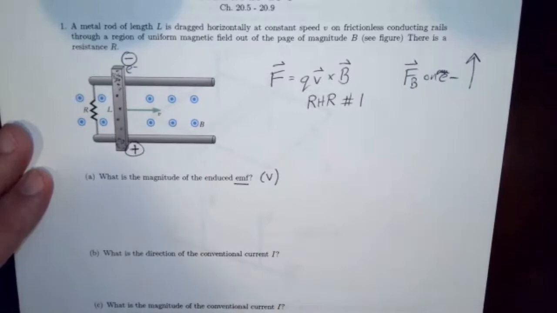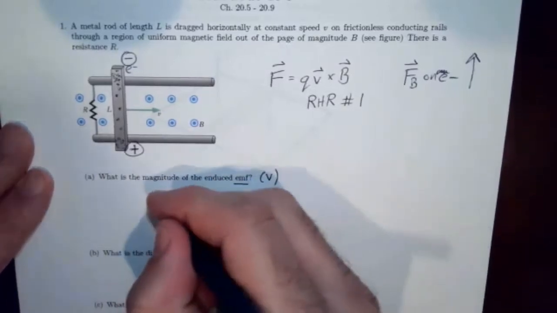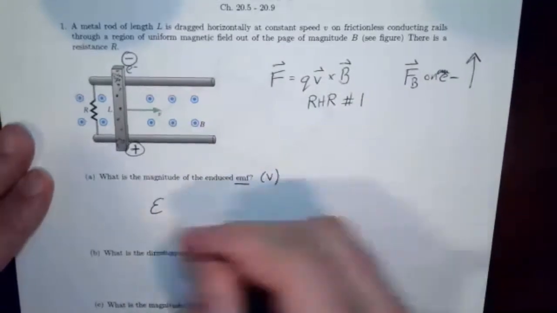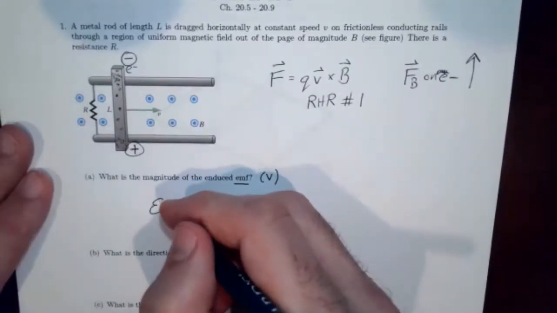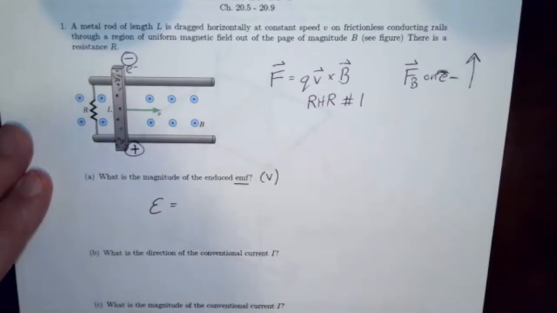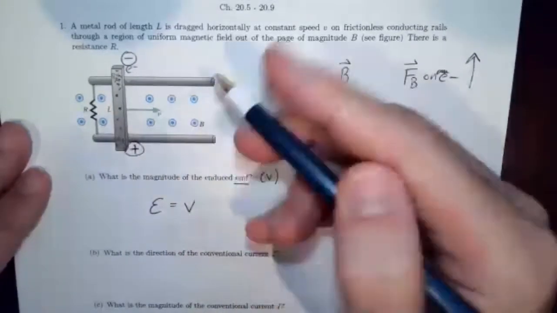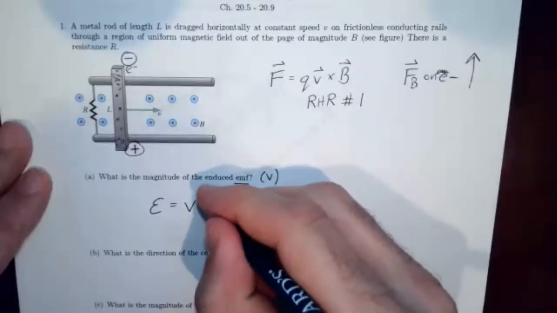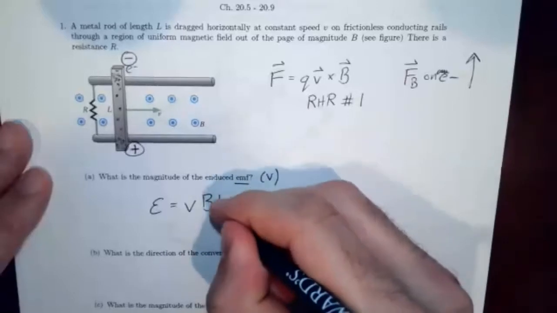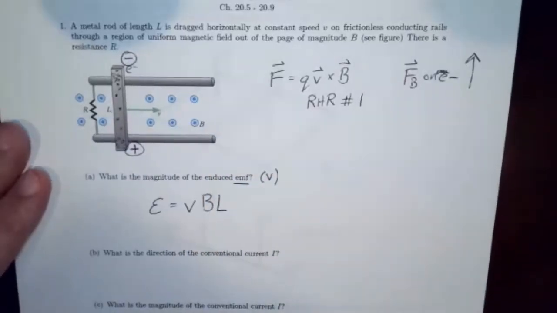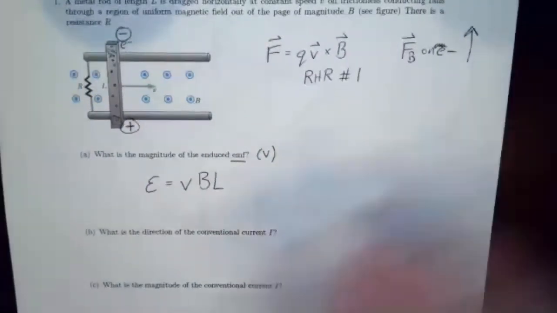Okay, so what's the magnitude of the EMF? Your book goes through this calculation, but the EMF, I use script E for EMF. I think your book uses lowercase. The EMF is equal to V, which is the velocity of the bar moving to the right, times B, the strength of the magnetic field, times L, the length of the bar. Okay.